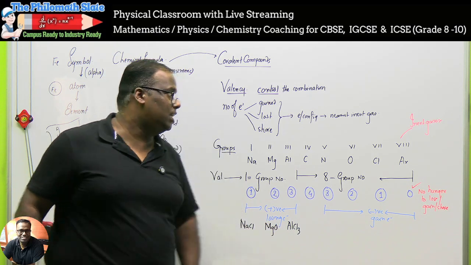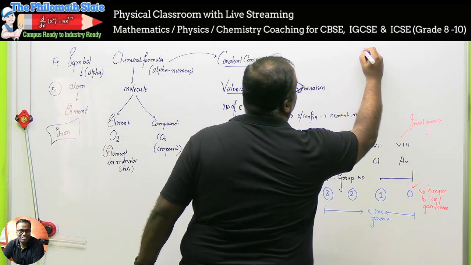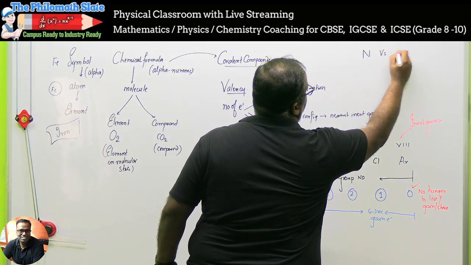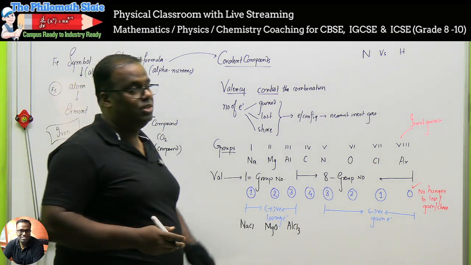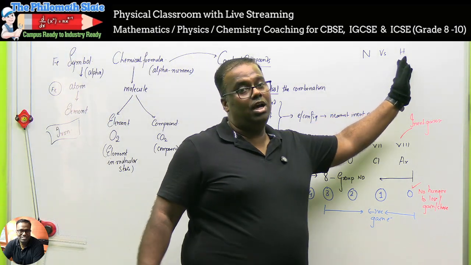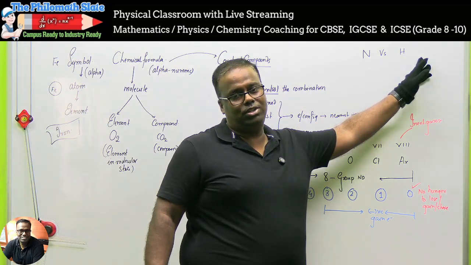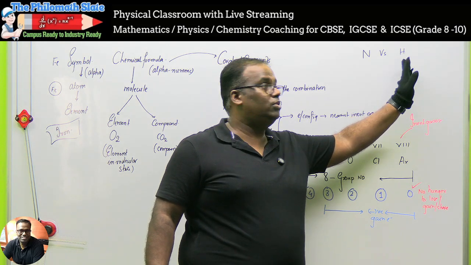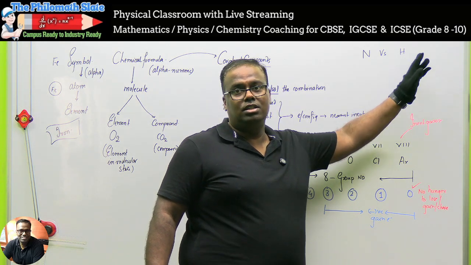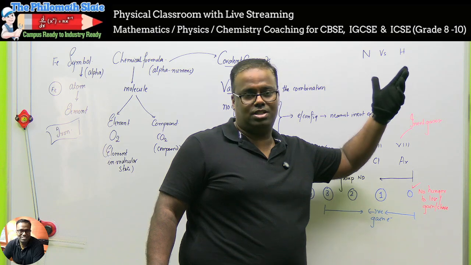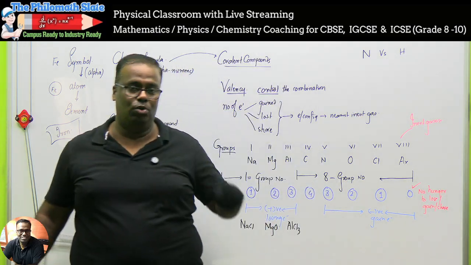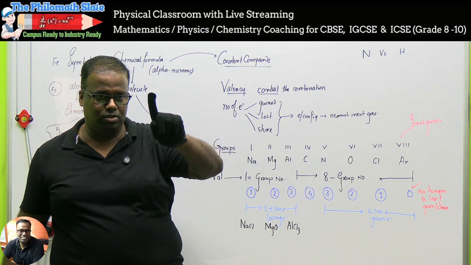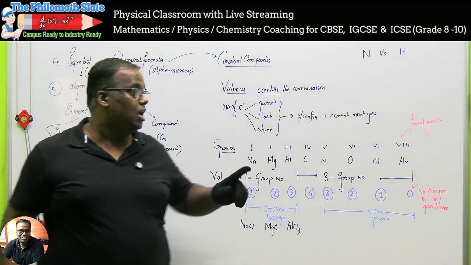Let's understand. Let's take nitrogen versus hydrogen. Hydrogen is in group 1, but hydrogen has got a very unique property. Hydrogen cannot give away the only electron that it has. If hydrogen gives away the only electron it has, then hydrogen's existence is lost. So hydrogen can only combine with somebody on sharing mode. Hydrogen wants one electron. Please understand.